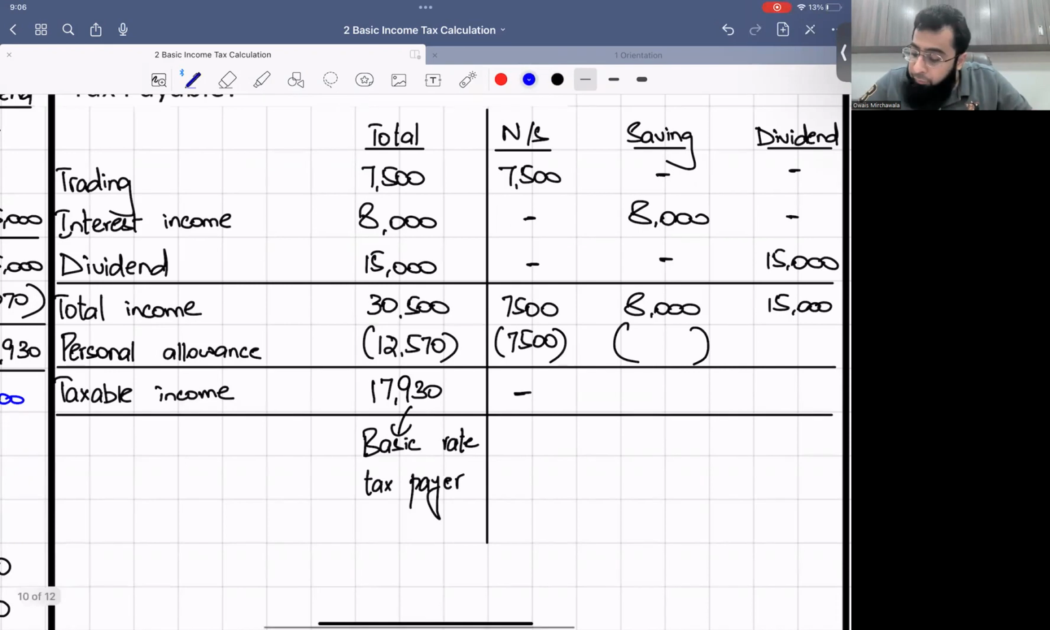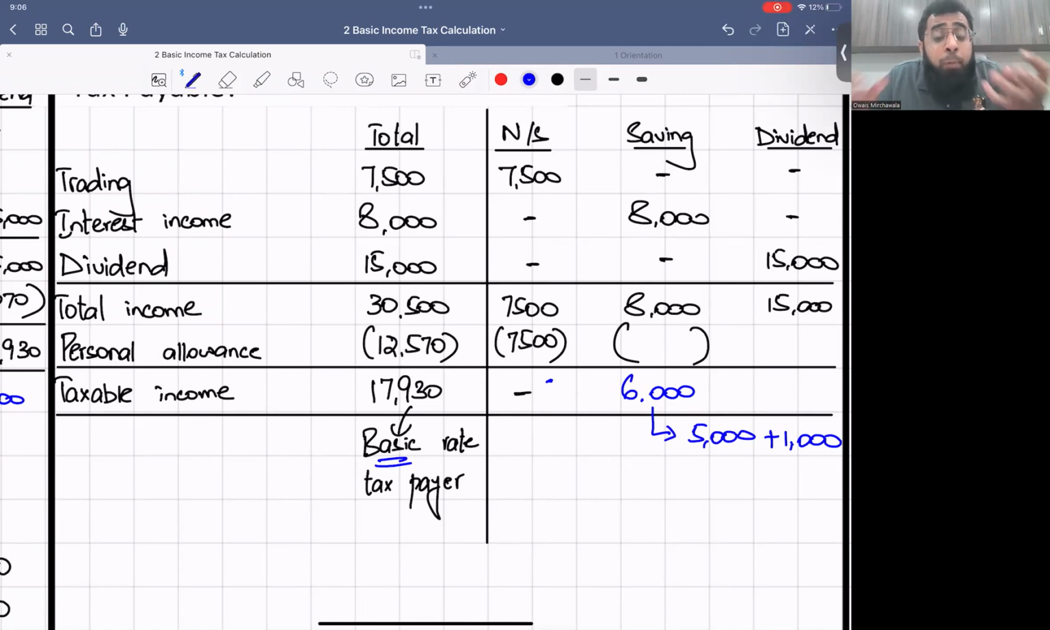But if you look at it carefully, since non-saving has fallen to 0, 5,000 pounds is at 0%, and since we are a basic rate taxpayer, 1,000 pounds is at 0%. So 6,000 pounds will be taxed at 0%. So why use personal allowance against something which is already at 0%? It will be like killing a dead person. If something is already at 0%, why use allowance against it?